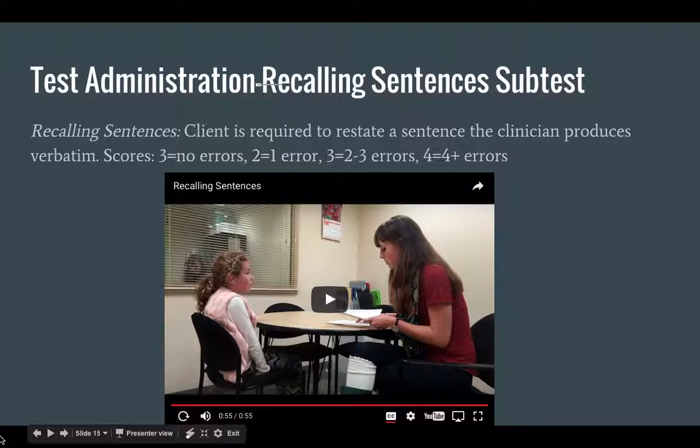So as you can see, the scores are divided up into no scores. If the client has no errors, they receive a 3. If they have 1 error, they receive a 2. If they have 2 to 3 errors, they receive a 1. And if they have 4 or more errors, they receive a 0. So this is just an example of what Katie was just administering. So over here we have the sentences, and then over here we have the scoring. And then corrections are made based on the client productions.